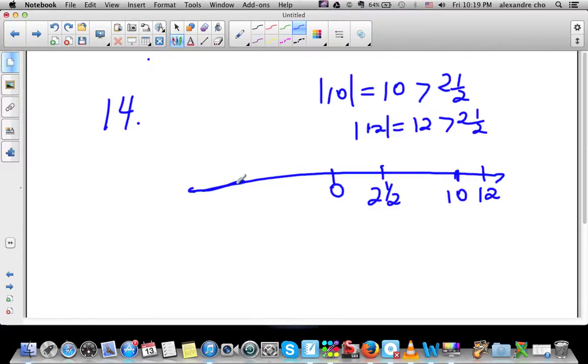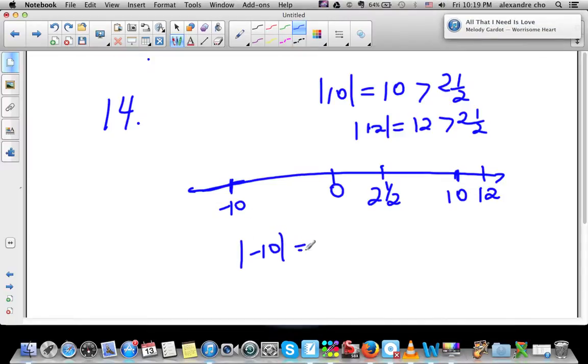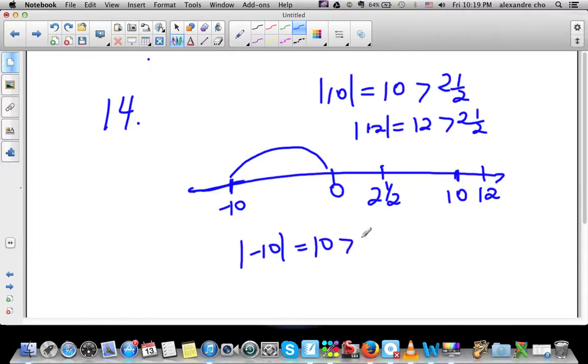So vice versa, on the other side, negative 10. Take the absolute value of negative 10, it is 10. So negative 10 is also further away than 2.5. So there are a ton of numbers that are much further away than 2.5 is. Okay? And those are just 3 examples.